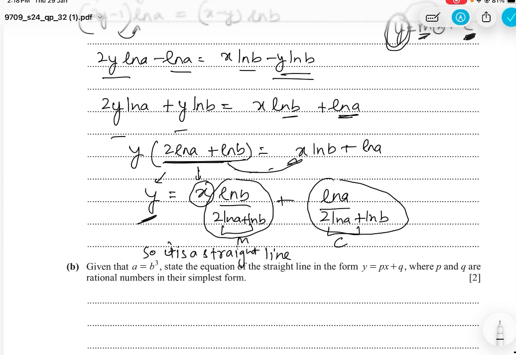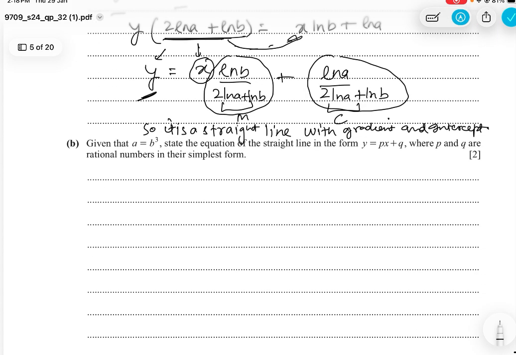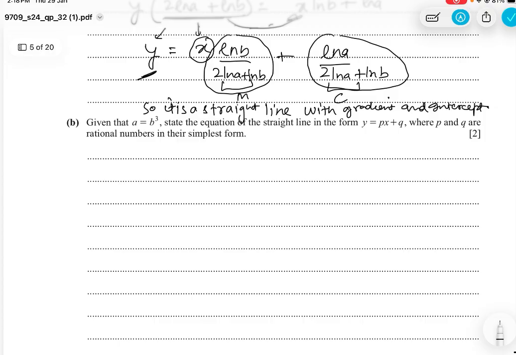Write this, okay? It is a straight line with gradient and intercept. Learners, you got this one? Very good. Now we have been given that a equals b^q. Look very carefully in this question, this is another simpler question. State the equation of the straight line in the form y equals px plus q, where p and q are rational numbers in the simplest form.